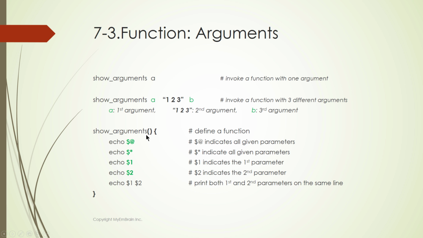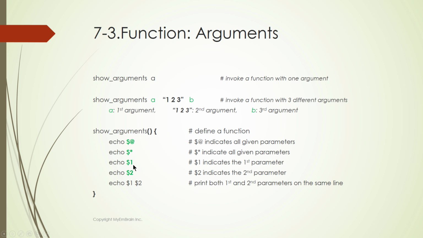Inside the function, you can receive the arguments with this syntax, $@ or $*, both will yield the complete arguments that are sent into a function. In this case, both A, 1 2 3, and B, the three arguments here, are printed on this line. Echo $@ and echo $*. Both of these operators will yield a complete list of arguments that pass into the function show argument here.